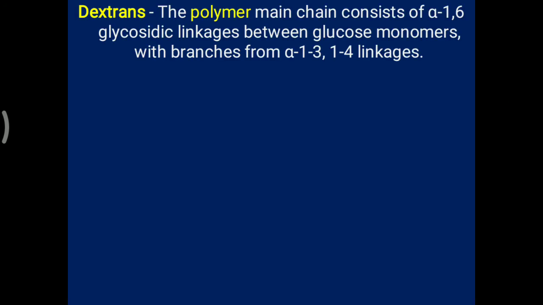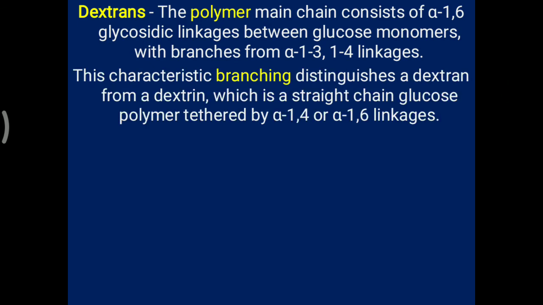One more molecule is dextran. It is a polymer. The main chain consists of alpha 1,6 glycosidic linkage between glucose monomers, while branches are developed at the alpha 1,3 and 1,4 linkage. So this particular branching, 1,3 and 1,4 linkage, distinguishes dextran from dextrin, which is a straight chain glucose polymer tethered by the 1,4 and 1,6 linkage.